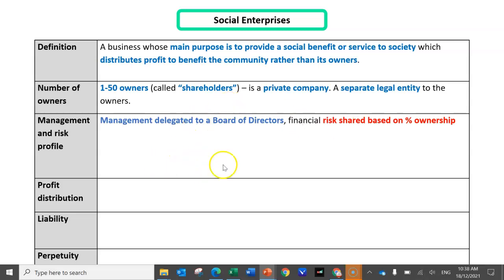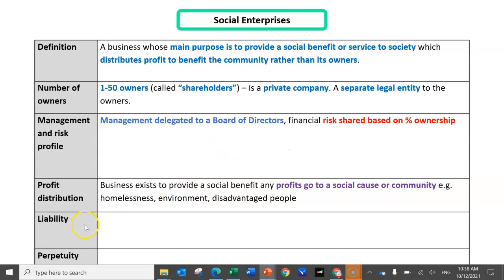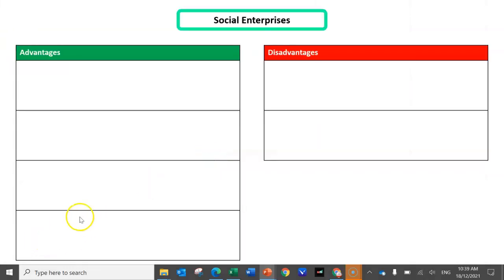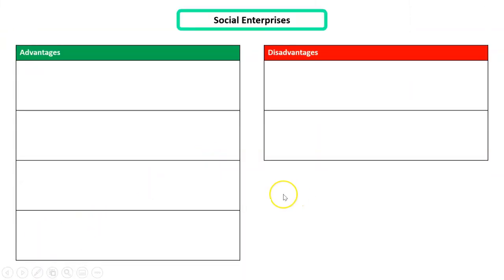That's just what happens. So what's different with the profits though is that the business might give some of the profits back to the owners, maybe a little bit, but the main thing is the profits go to a social cause or the community, e.g. homelessness, environment, disadvantaged people. Liability, we've got a private company, so we've got limited liability, and perpetuity is good. We can sell out of a social enterprise and not have to worry about creating a whole new business ownership structure. So we've got some advantages and disadvantages with this type of ownership.